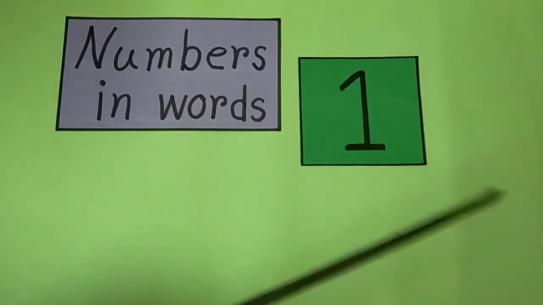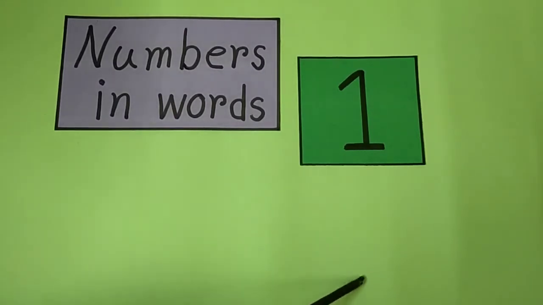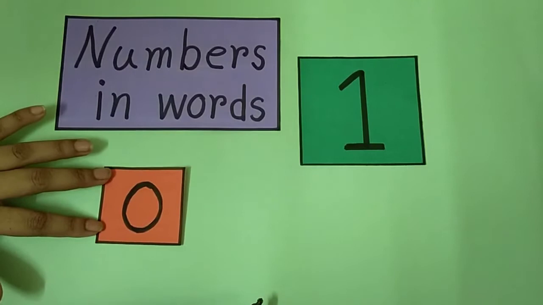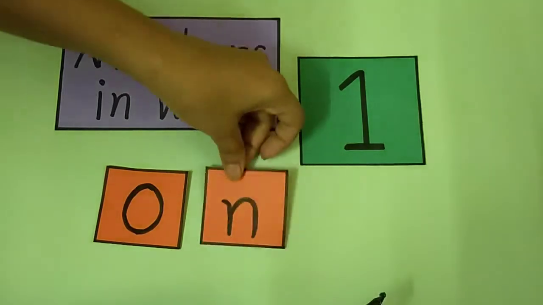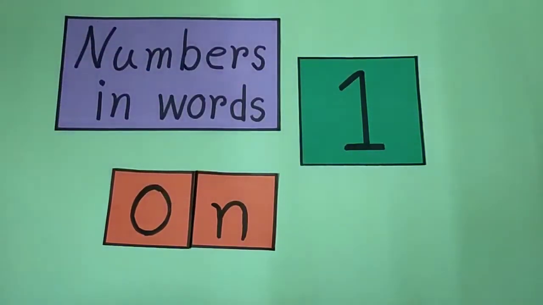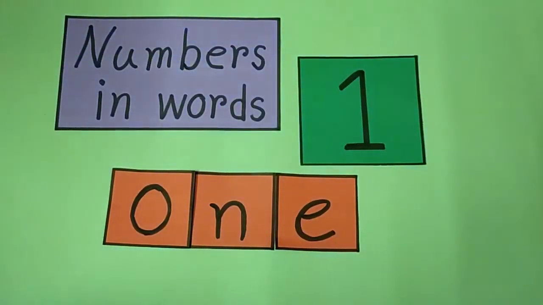Now, let's go to the class. So, what number is this? This is 1. So, how to spell 1? Okay, it will start with O. Then N. Then I will put E. It will become one. This spelling does not follow the rules of phonic sound. Okay, you have to remember the spelling.